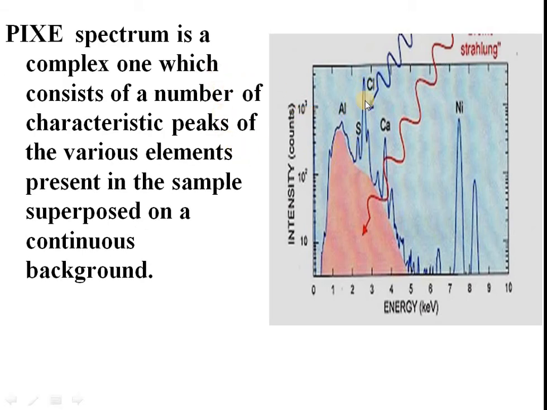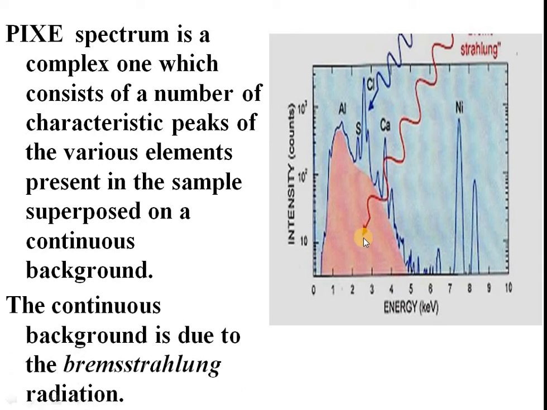So this is called a characteristic peak, the characteristic spectrum, and this is the continuous spectrum. Okay, both are there. And this continuous spectrum, as I told you, happens due to the Bremsstrahlung phenomenon. Okay, Bremsstrahlung simply means braking radiation. That's the real meaning of Bremsstrahlung. Braking means something getting slowed down.